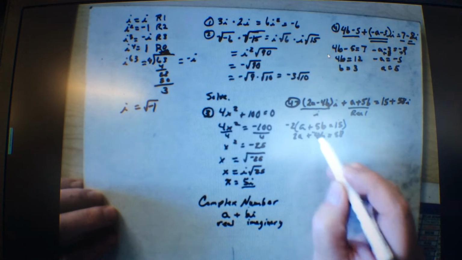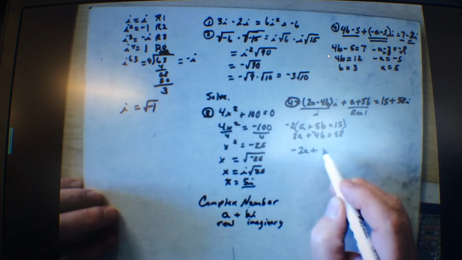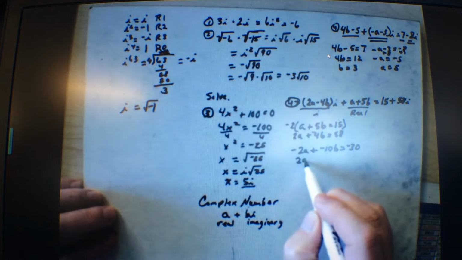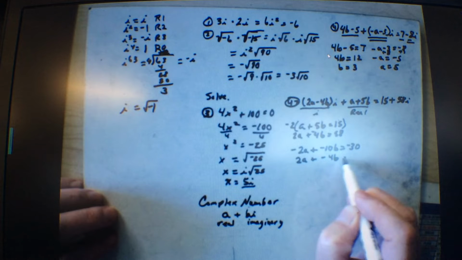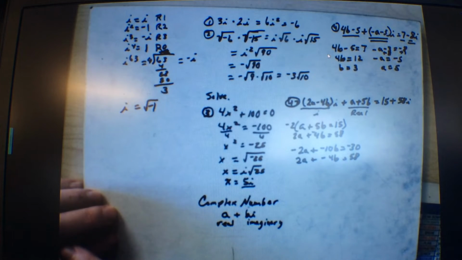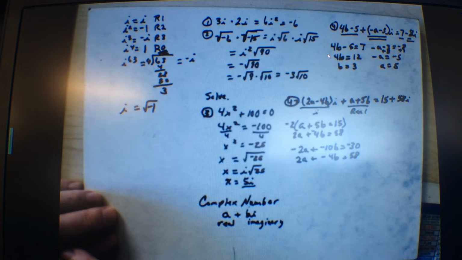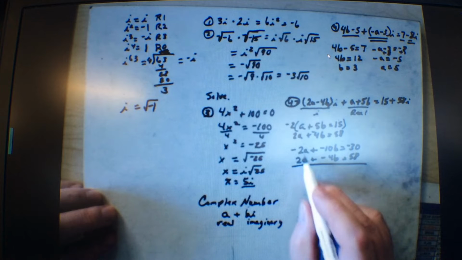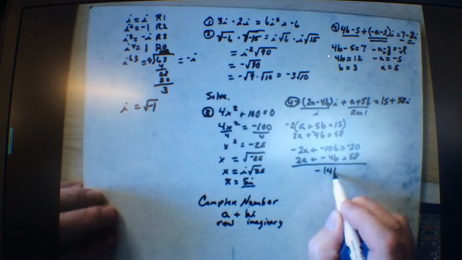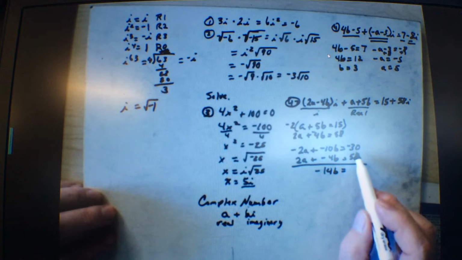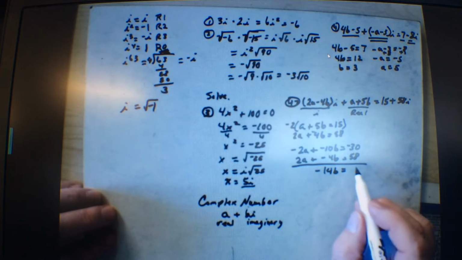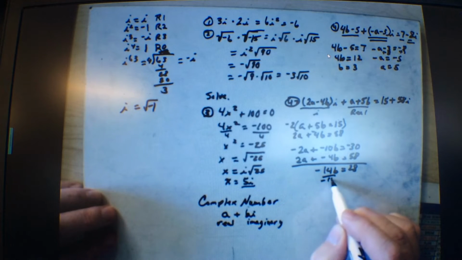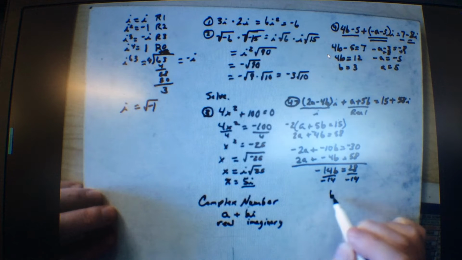So I'm going to go negative 2a plus negative 10b equals negative 30. And then I have 2a plus negative 4b equals 58. We're going to add these two together. So the a's go to 0, and I get negative 14b equals, and these are unlike, so I take the sign of the larger, which is 58, subtract, so 58 minus 30 is 28, and I divide by negative 14, and b equals negative 2.